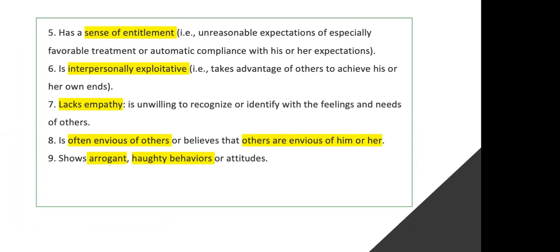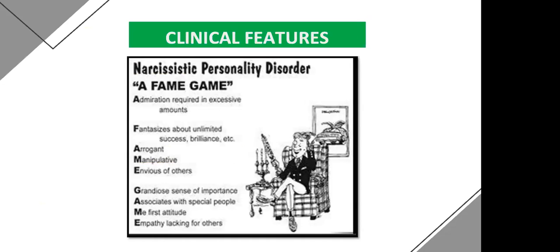Fifth, they have a sense of entitlement, meaning they expect others to give them favorable treatment, however he or she didn't contribute anything, or maybe a little. Sixth is interpersonally exploitive. Seventh, lack of empathy, and they are often envious of others, or they may believe others are envious of him or her, and they show arrogant, haughty behavior and attitudes. Next. Okay, so these are the clinical features. And next.